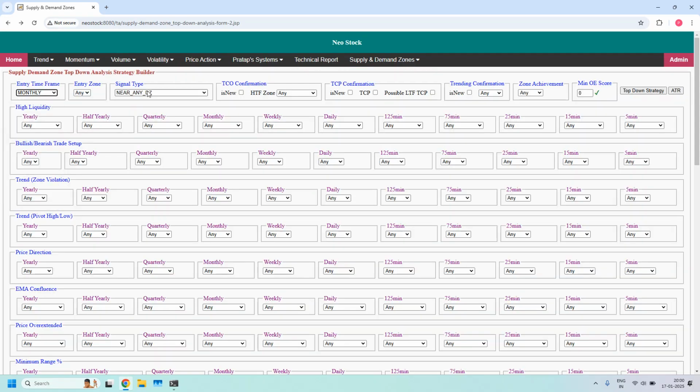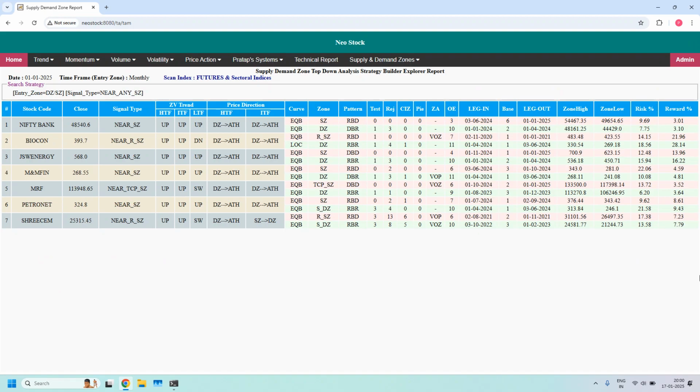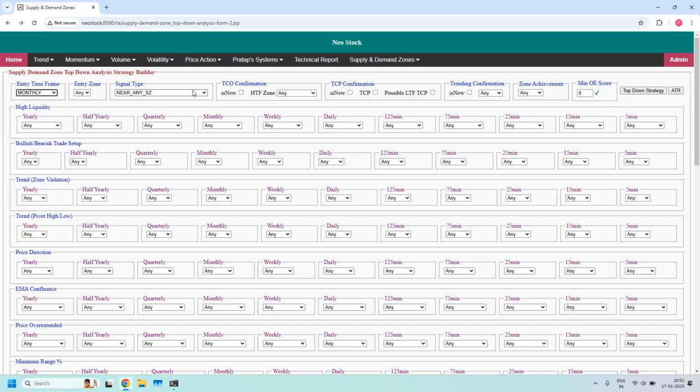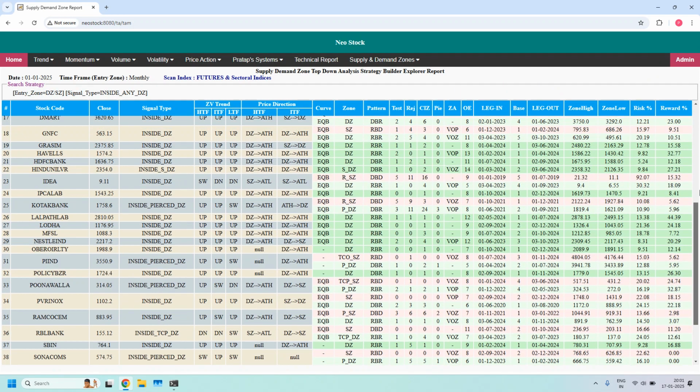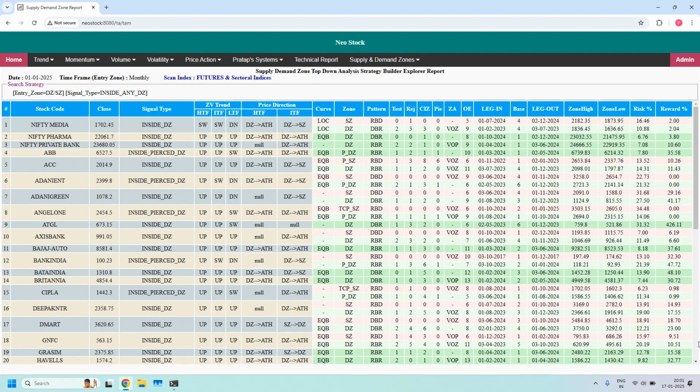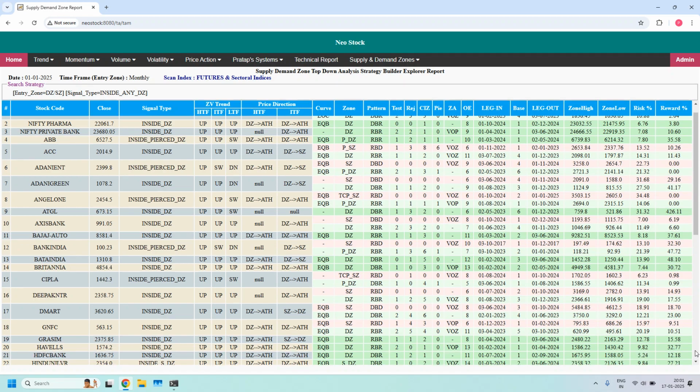Next monthly time frame. Stocks near monthly supply zone. We got 7 stocks. Next monthly time frame. Price closed inside the monthly demand zone. We got a big list. So total 44 stocks are filtered. You are able to see the first 20 stocks in the list. I am scrolling the list down.